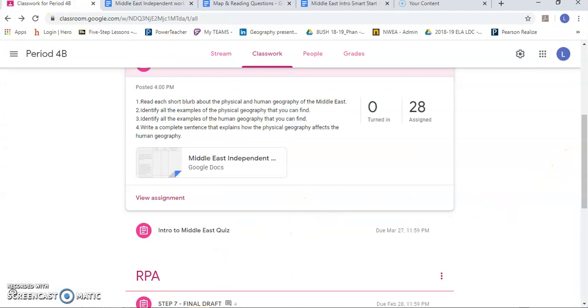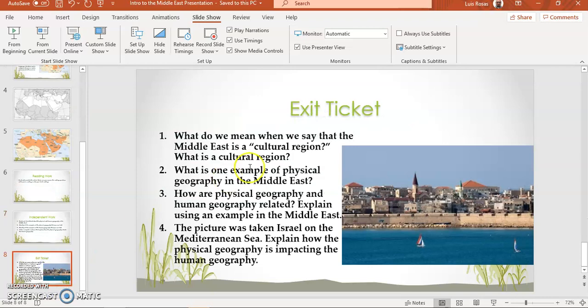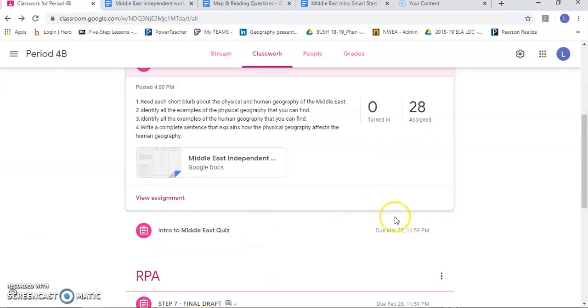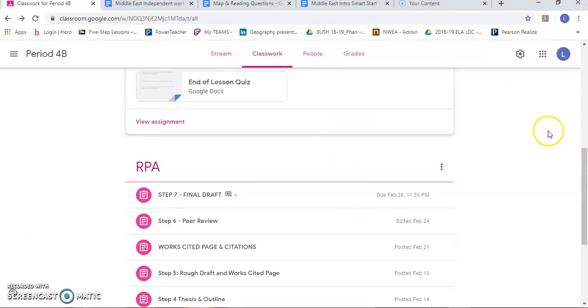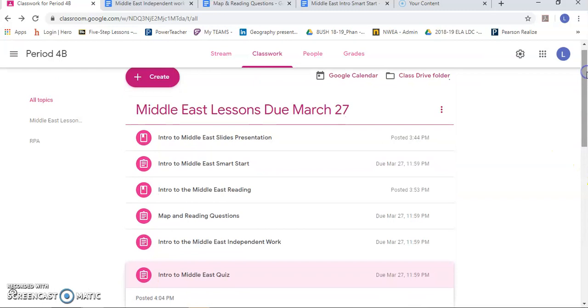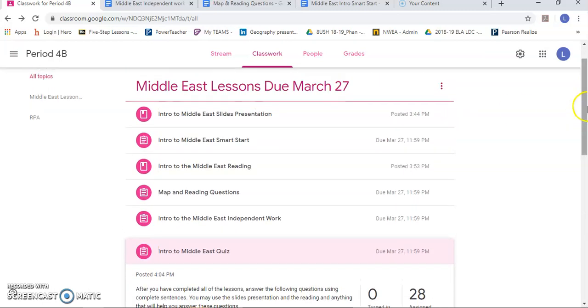Then, at the end, you're going to have, we'll call it an exit ticket or a short quiz. That's going to be this. It's just going to be 4 short questions based on the lesson that we've done, and then you're going to be finished. And again, all of these are due Friday, March 27th.